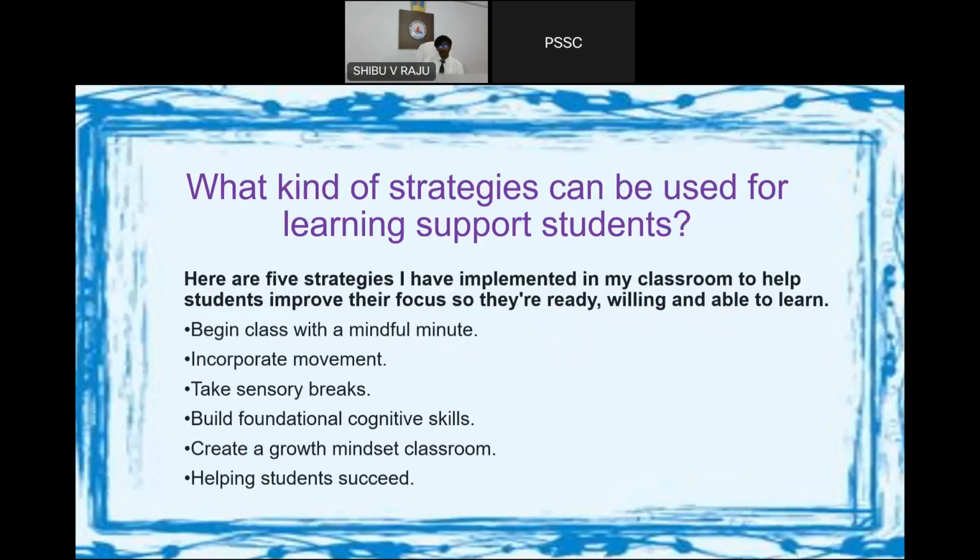They will learn. So begin class with a mindful minute or movement, take a sensory break, build functional cognitive skills, create a growth mindset in the classroom, helping students succeed. These kinds of strategies can be used to support students for better learning. That's the purpose of teaching aid. Supporting the students for better learning is the purpose of teaching aid, and that will be fulfilled here.